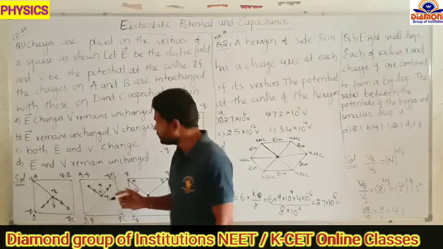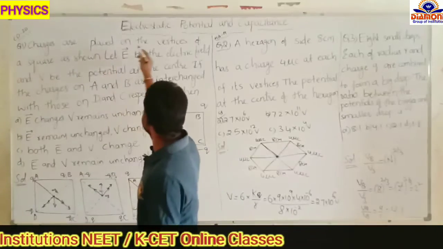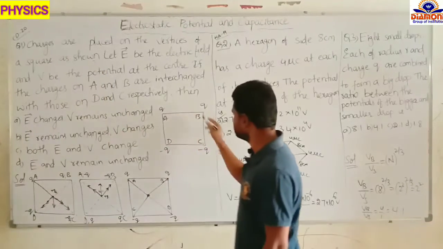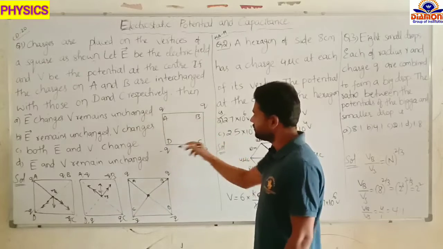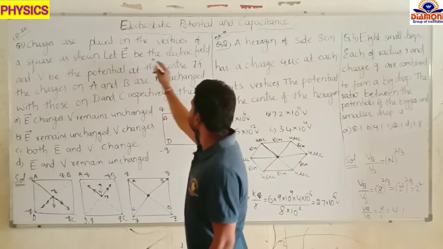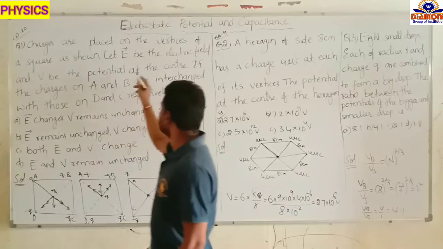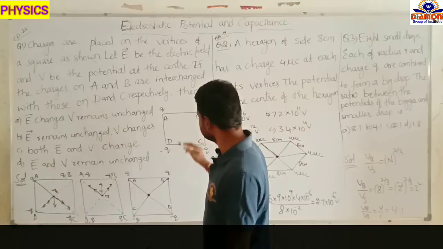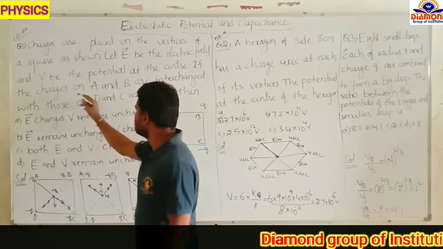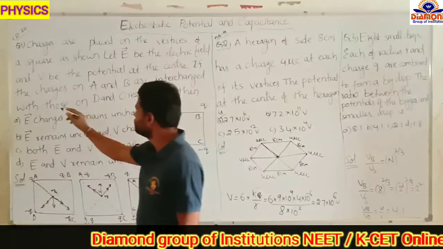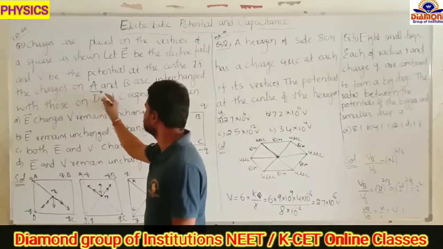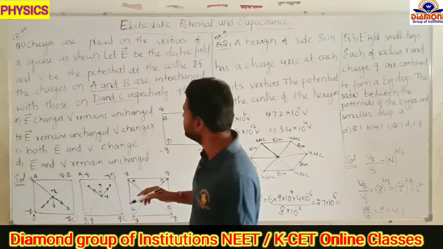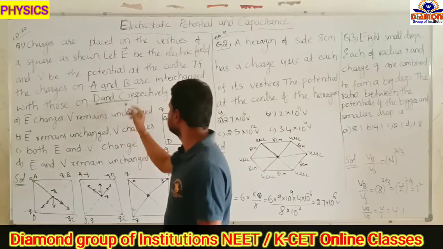Okay, the first question is, charges are placed on the vertices of a square as shown. In the figure they have shown here, this is the square and the charges are placed like this. Let E bar be the electric field and V be the potential at the center. At the center we have the electric field E and the potential V. If the charges on A and B are interchanged with those on D and C respectively, this point we have to remember.